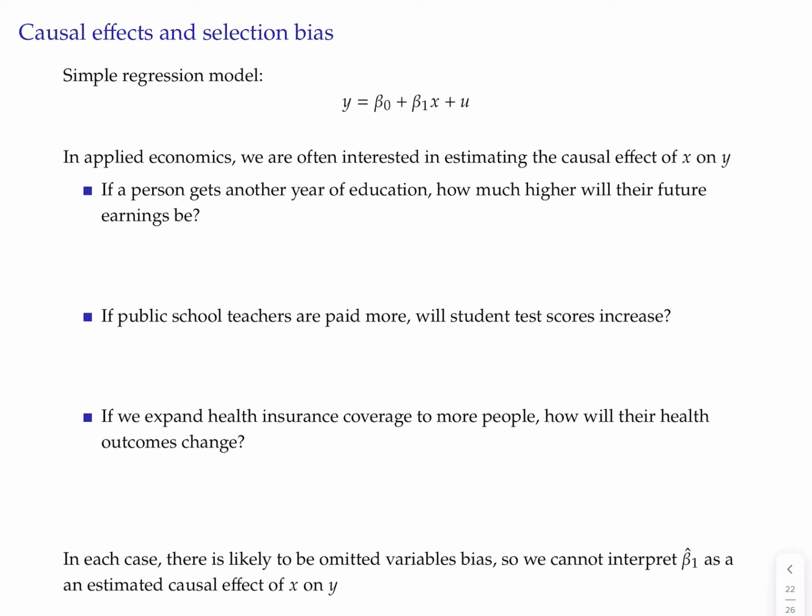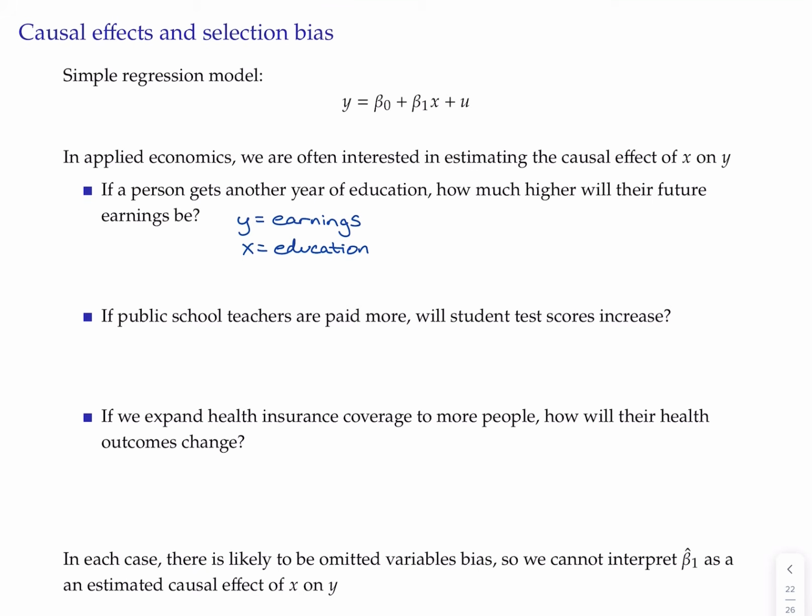A classic question in labor economics: if a person gets another year of education, how much higher will their future earnings be? We could try to estimate this in a regression where we regress earnings on years of education, which you've seen done in these slides. In that regression, our y variable would be someone's earnings. Our x variable would be how many years of education that person completed. And our regression would be telling us, for people with more education, how much higher their earnings tend to be.